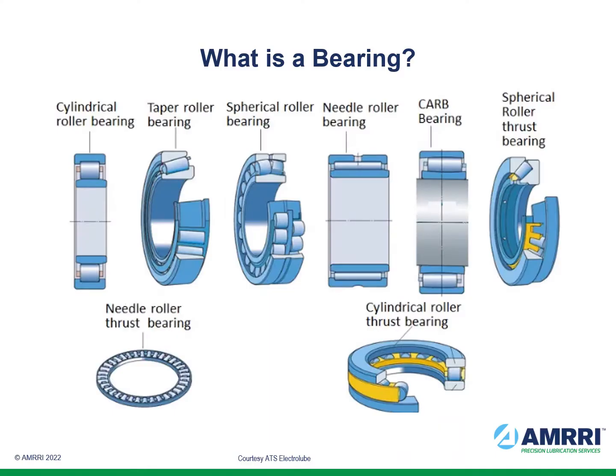We should probably start with defining what kind of bearing we're talking about. There are element bearings, like we see in this graphic from ATS Electrolube, that come with a variety of element shapes, sizes, and names. The element is the piece between the two rings. We have cylindrical rollers, tapered rollers, spherical rollers, all kinds of element shapes. That fundamentally defines how often we're going to lubricate, but not necessarily what lubricant's the best fit.